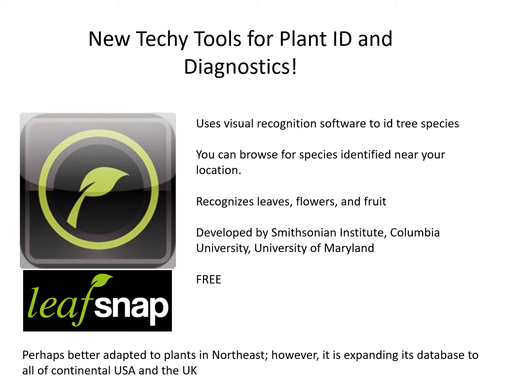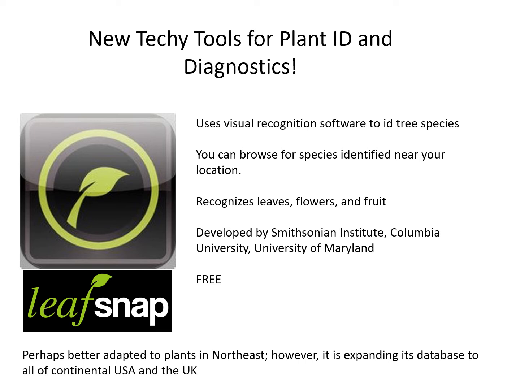And one of the best ones that I found, and I don't want to advocate for one or another because there's so many, and there's new ones being developed all the time. I like this one called Leaf Snap. It uses this visual recognition software to ID these tree species, and you can browse for species that are identified near your location. It's cool because the database helps recognize leaves, flowers, and fruit.